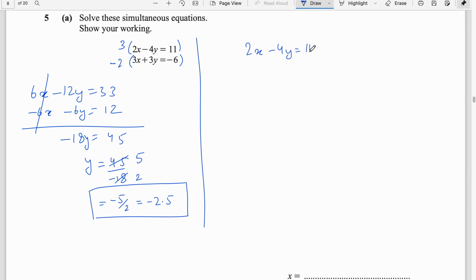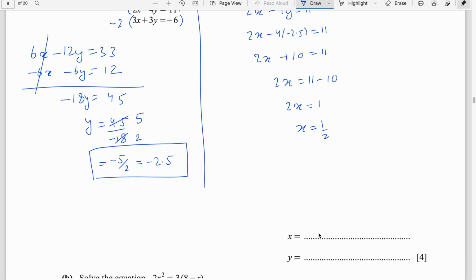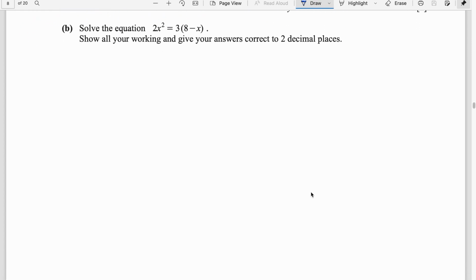Let us choose the first one and just substitute the value of y. Negative 2.5 is equal to 11. So 2x plus 10 is equal to 11. 2x is equal to 11 minus 10. 2x equals 1 and x is equal to 1 by 2. So x is 0.5 and y is negative 2.5. Write in form of fraction or decimals, it's your choice.